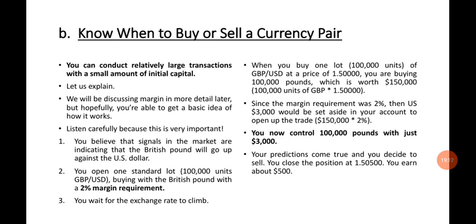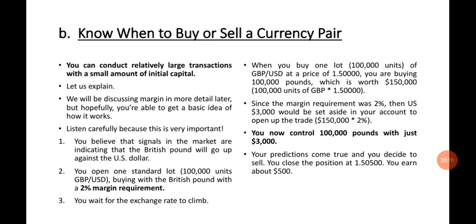When you buy one standard lot, which we call 100,000 units of Great British Pound US dollar, at a price of 1.50000, you are buying 100,000 pounds, which is now worth $150,000. This is gotten by multiplying your 100,000 units of British pound times the exchange rate of 1.50000. Since the margin requirement was 2%, then US dollar 3,000 will be set aside in your account to open the trade, and we did this by doing $150,000 times 2%, which gives us $3,000. So 2% of 150,000 is just 3,000. You now control £100,000 with just $3,000.